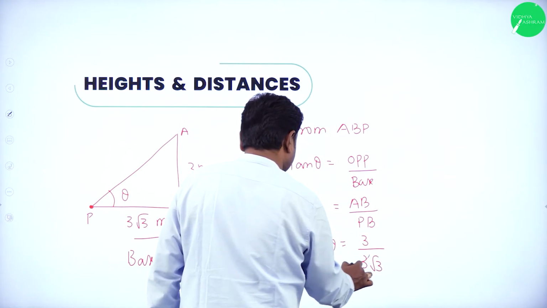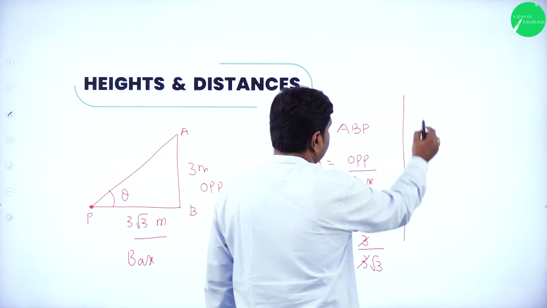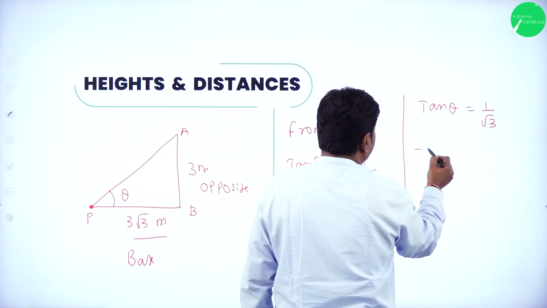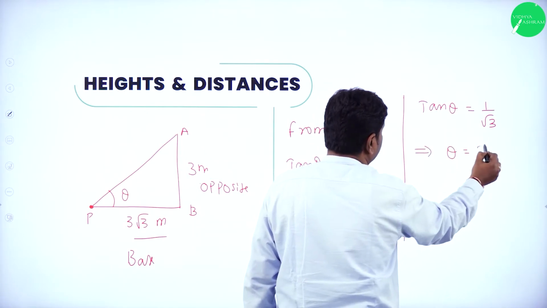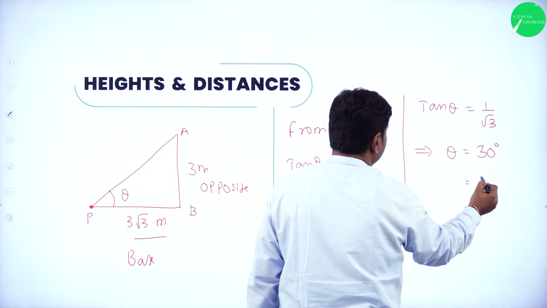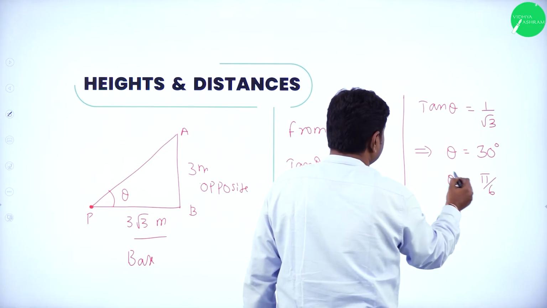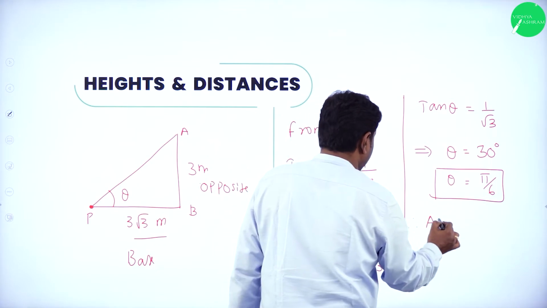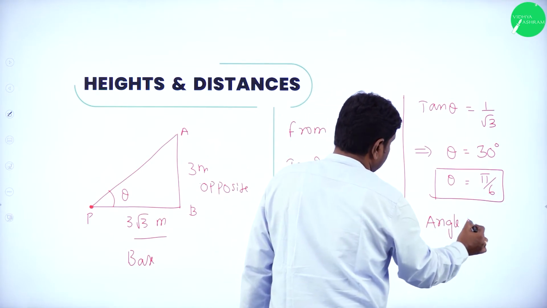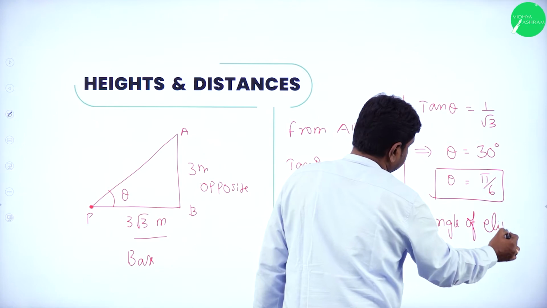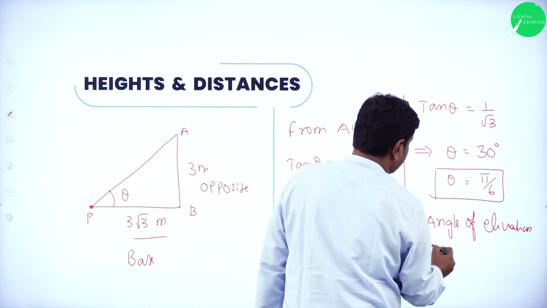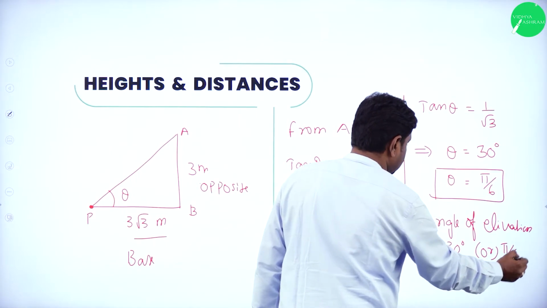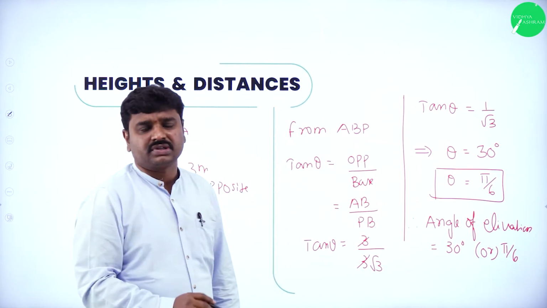So now further 3 cancels, you'll get tan theta. What is tan theta? Tan theta is 1 by root 3. In the tan table, where you will get 1 by root 3, that implies theta has to be what? 30 degrees. 30 degrees means what? Pi by 6. So angle of elevation they want, therefore the angle of elevation you got is 30 degrees, or we can also say pi by 6. That's it. I hope all of you understood this.